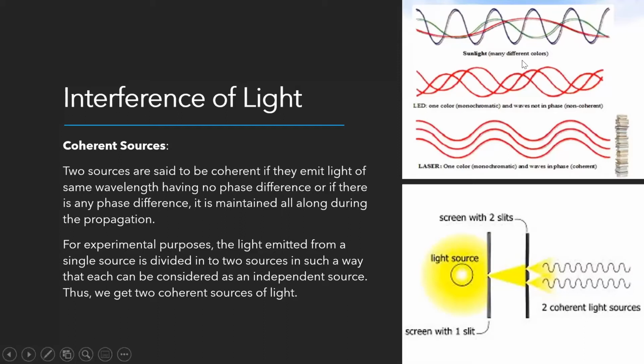Now here in the second figure, you can see all red lines, and each one of them has the same wavelength. They are of the same color. Such waves which have the same wavelength or the same color are called monochromatic. Mono means one. Chro means color or wavelength. So they have the same wavelength. They are of the same color. But are they coherent?